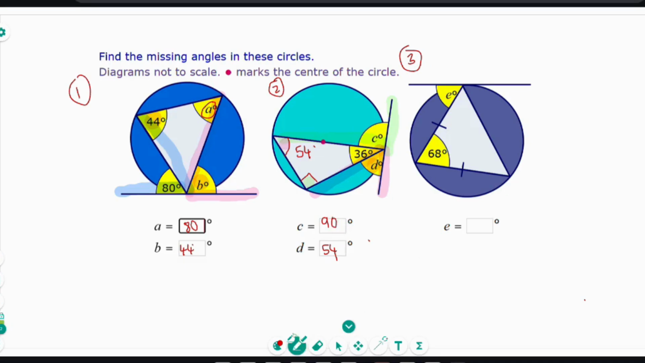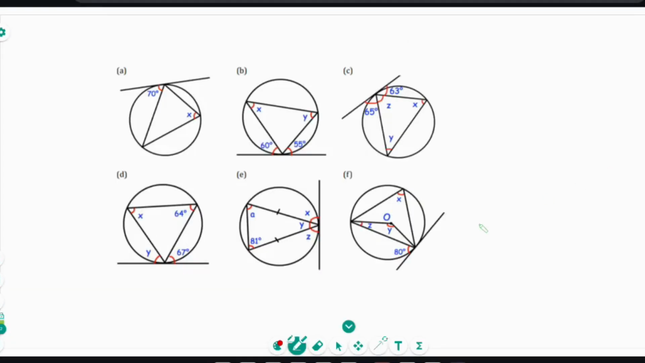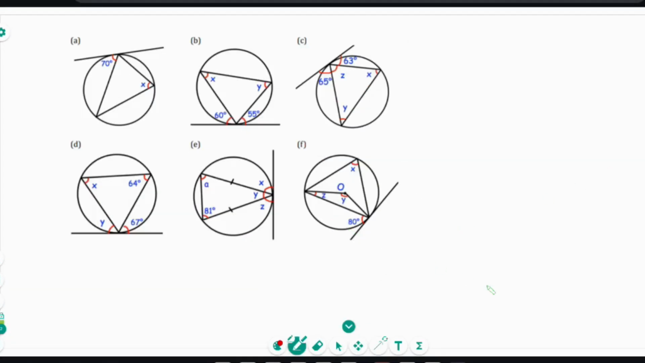And for this last one, we have E is made there. That's equal to this one, which we don't know yet, but it is an isosceles triangle. So those angles there are the same. So 180 take away 68 divided by 2 gives us 56. Okay, have a go at these ones yourself. Put me on pause, unpause when you're done.